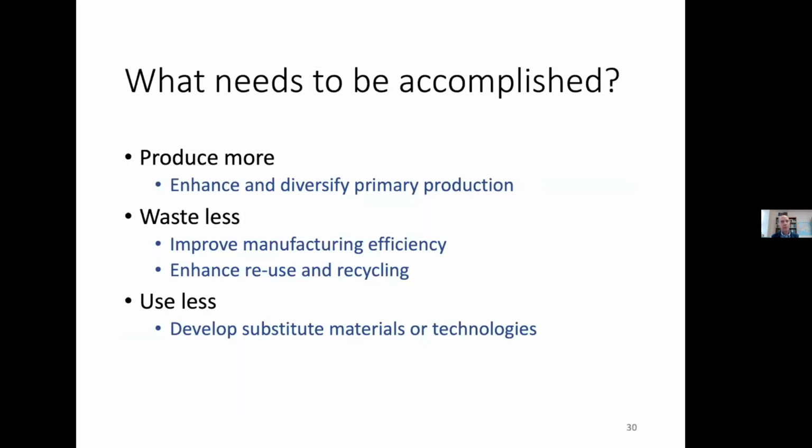And so what needs to be accomplished is fairly obvious. We need to produce more through enhancing and diversifying primary production. We need to waste less by improving manufacturing efficiency and enhancing recycling and reuse. And we should use less by developing substitute materials or technologies. Now, for any particular critical mineral, reducing criticality is probably going to focus more on one or the other than all three of these. And you can think of all three of these responses as competing with one another in reducing supply chain risks.